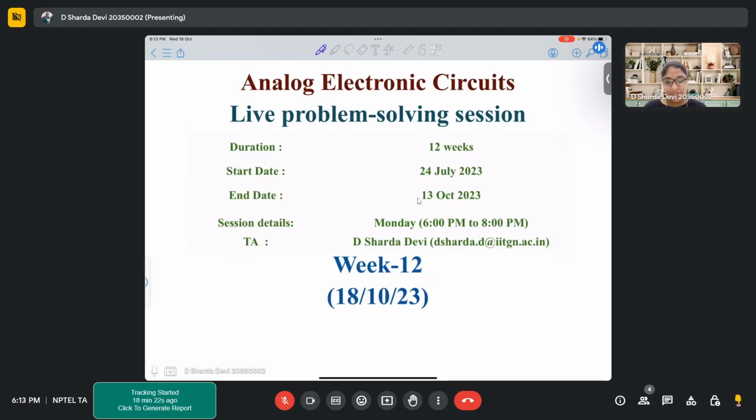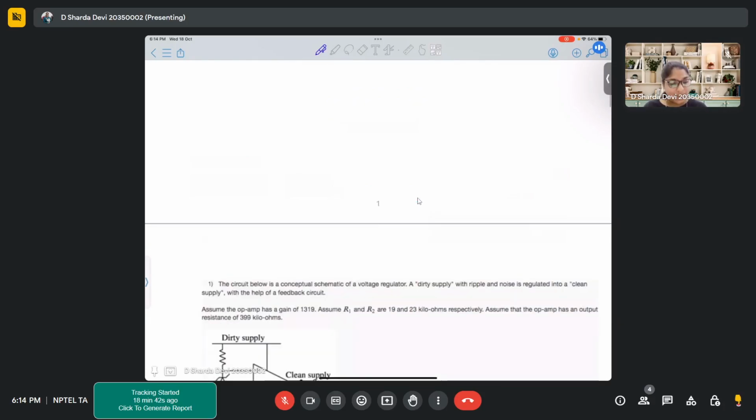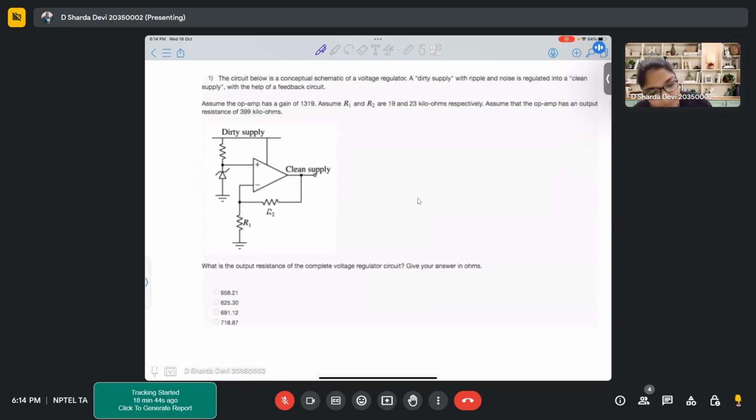In today's session, we'll be talking about the circuits mostly based on regulators, voltage regulators, and those types of circuits. So, without any further ado, let's quickly start with the problems. This is the first problem that we are going to solve today.